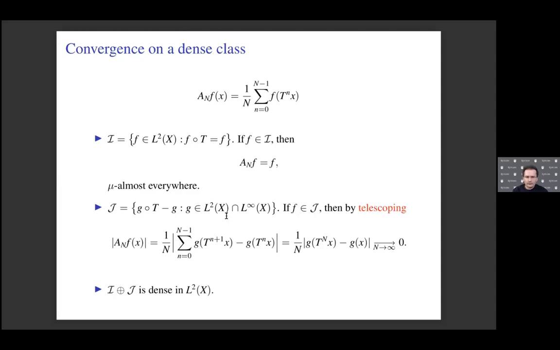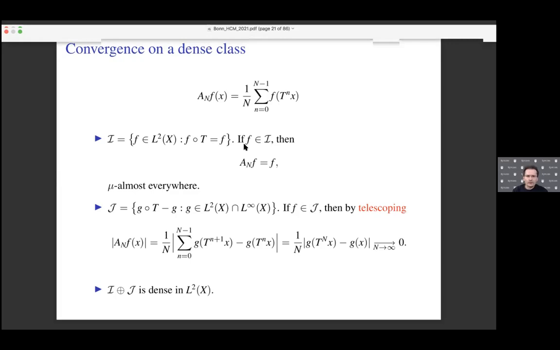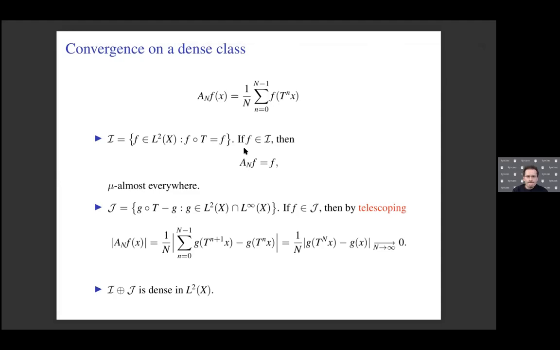And now we can observe that if we apply our averaging operator to a function from the set J, then we see that this averaging operator telescopes, and only the first and the last term may survive. And now we see that as n goes to infinity, this quantity tends to zero. So therefore we have pointwise convergence almost everywhere on this space as well. And now using the fact that the L2 closure of the algebraic sum I plus J gives us L2, then we are done. So this is how we can prove the Birkhoff ergodic theorem.